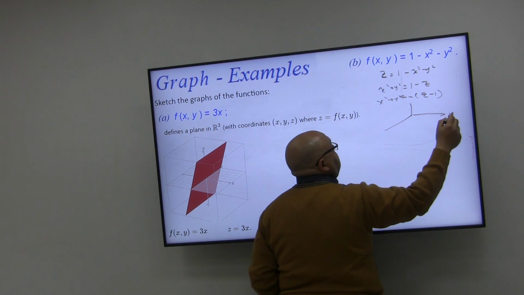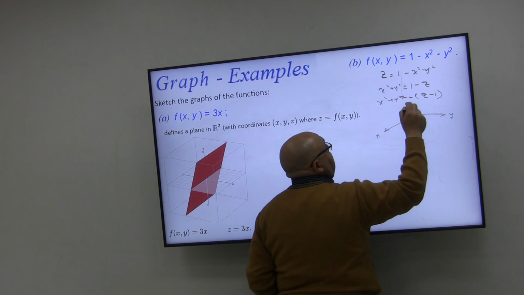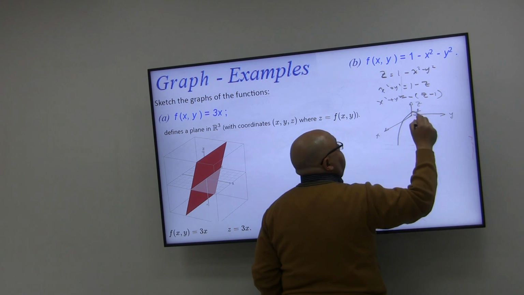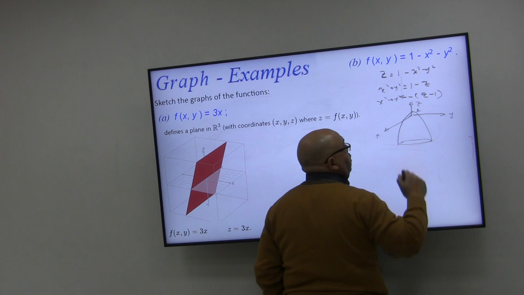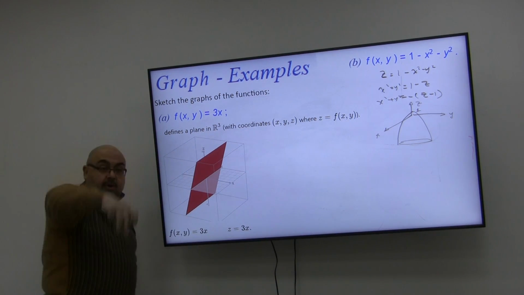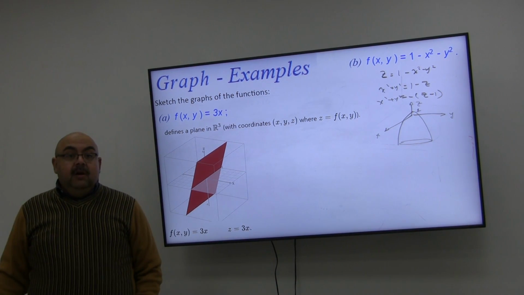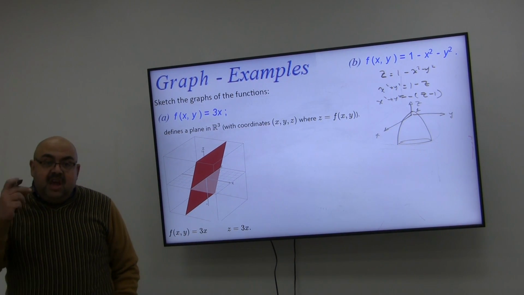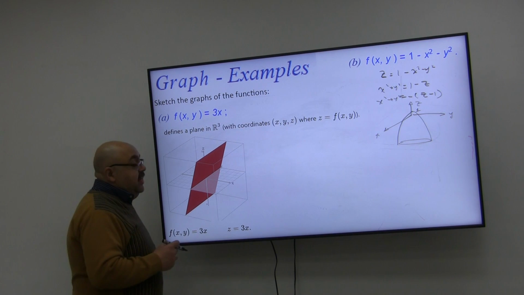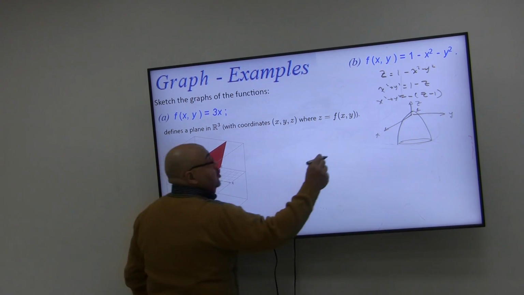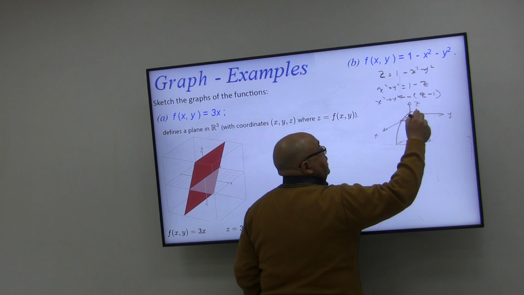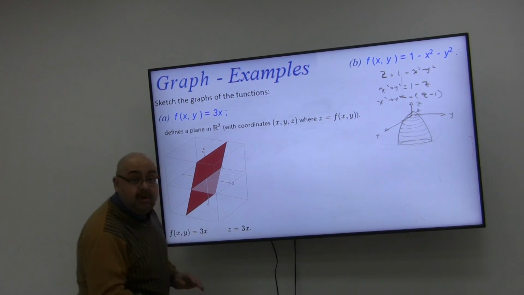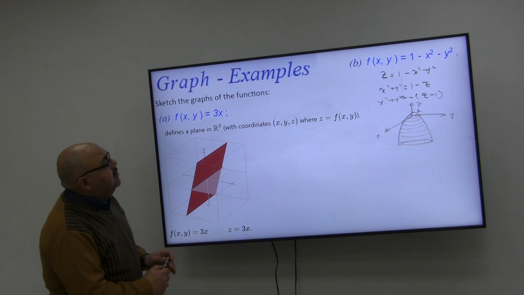That's the shape, that's y, that's x, and that's z. I will go to z positive 1, and that's going to be the shape of a paraboloid, as you can see. So it's a paraboloid looking downward. Okay? What do you think about the level curves? The level curves are those curves, right? Which are circles.